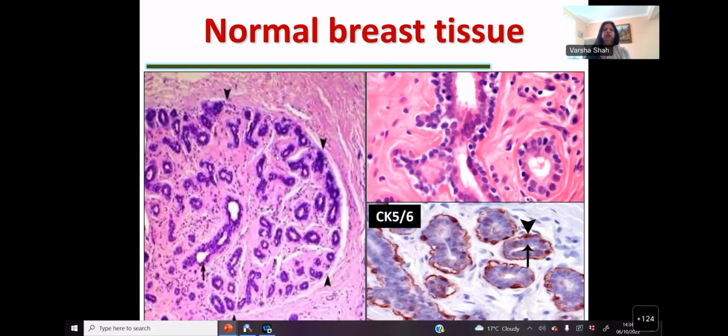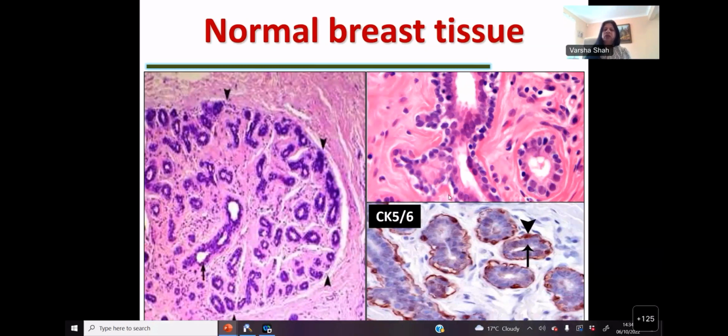So here is the normal histology of the TDLU. So we have terminal ductule, and then we have the lobules here. And both the ducts as well as the lobules are lined by an inner epithelial layer, and then there is an outer myoepithelial layer. Usually the myoepithelial cells are kind of vacuolated.